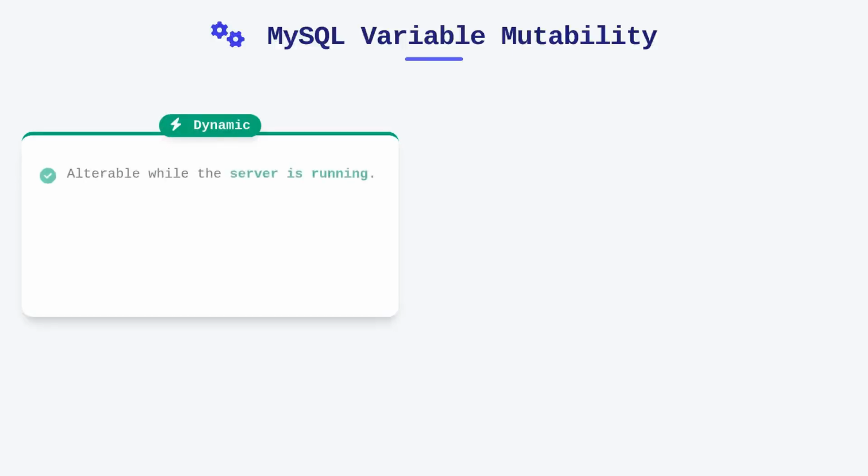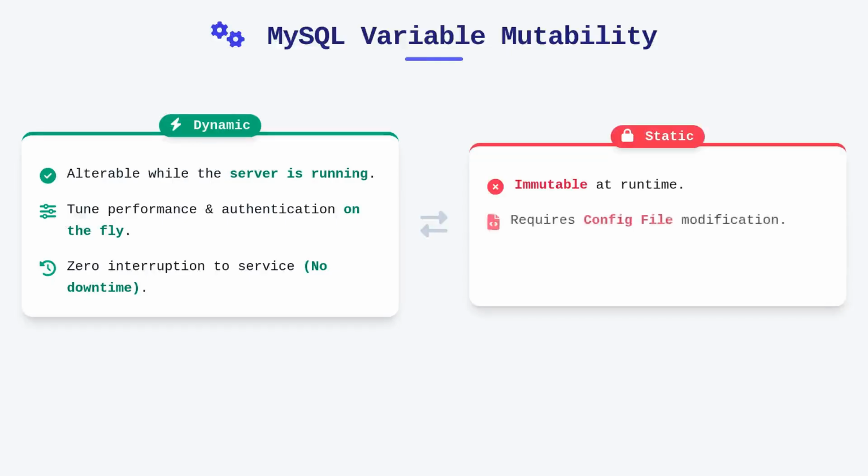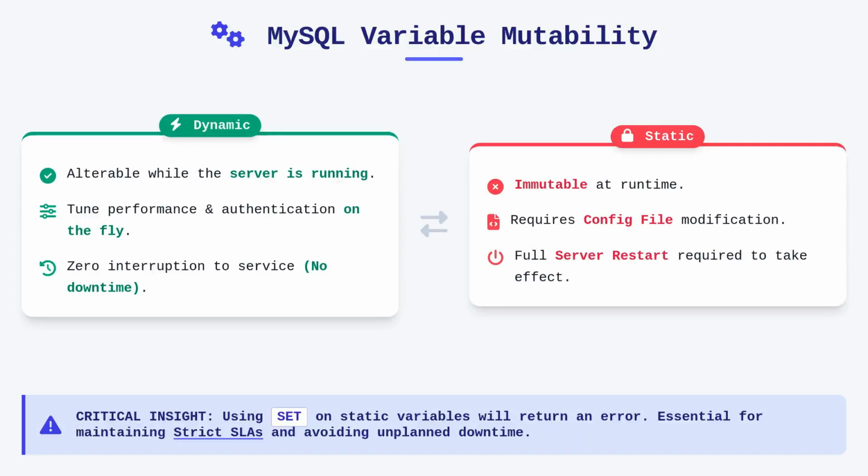Beyond scope, we must consider the mutability of variables, categorized as either dynamic or static. Dynamic variables can be altered while the MySQL server is running, giving you the flexibility to tune performance or authentication on the fly without interrupting service. Static variables, however, are immutable at runtime and require a modification to the configuration file followed by a full server restart to take effect. If you attempt to modify a static variable using the set command, the server will simply return an error, reminding you that deep-level architectural changes require a more deliberate approach.